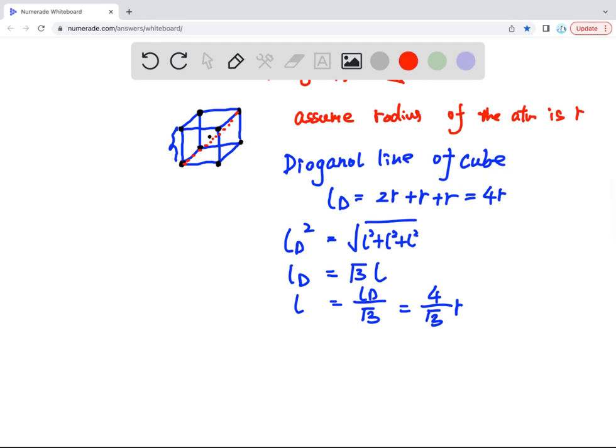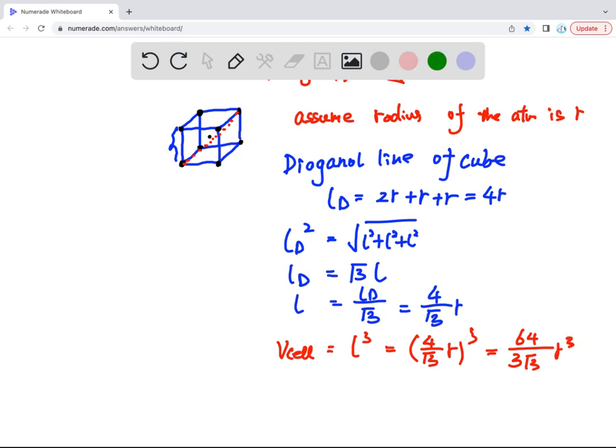So from here, what we can calculate is the volume of the cell. That's equal to the length of the edge to the power 3. So it becomes 4 over square root 3, r to the power 3. That's equal to 3 times square root 3 in the denominator, and the numerator is 64 r cubed.